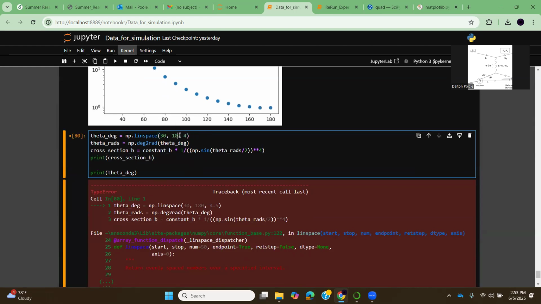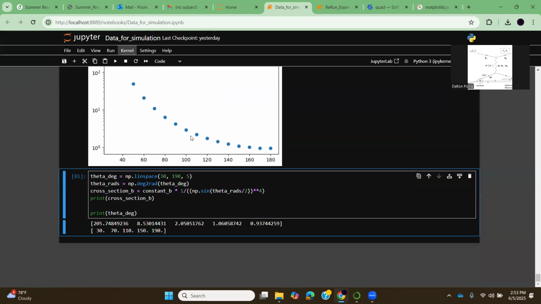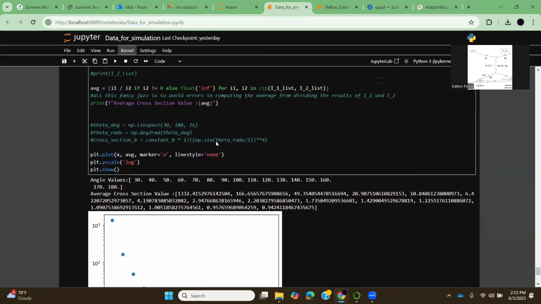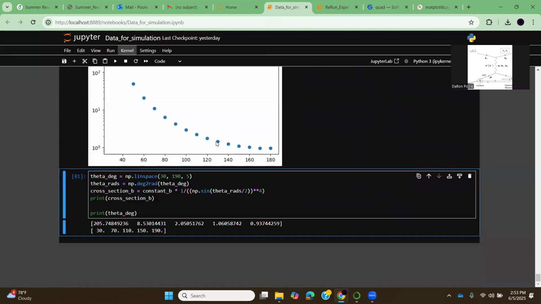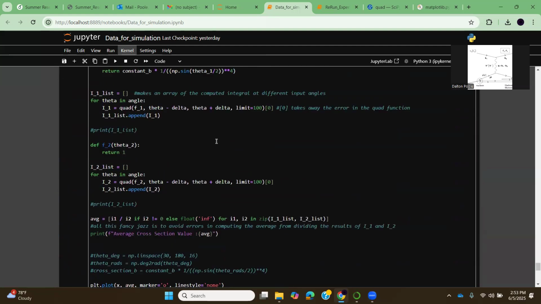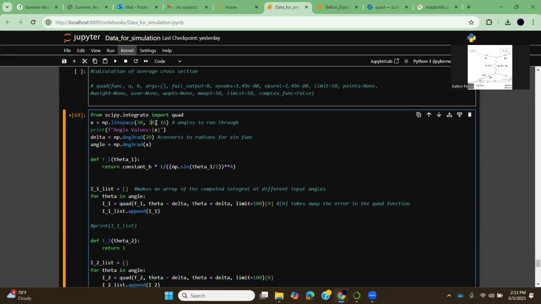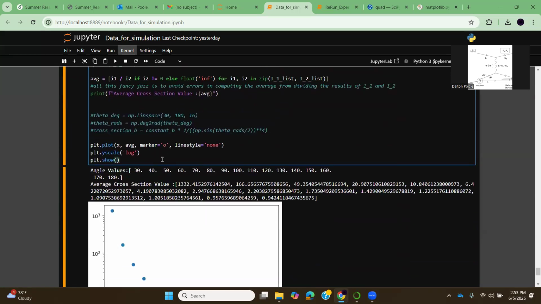If I increase this to 190, there we go. Now that's giving me 190, which I don't really need, but that's fine for now, because this is giving me good enough. Pretty much is how I would call it. So 30 to 190 and 5. Okay. So this should give me what I need.